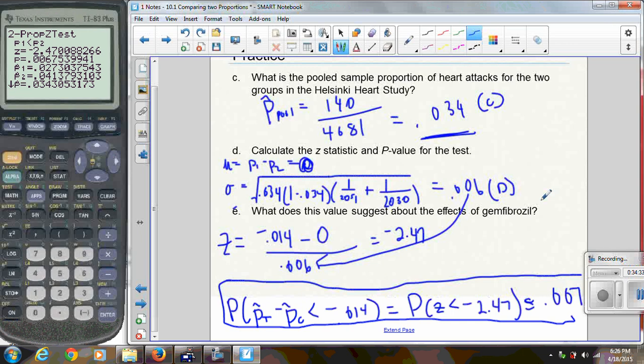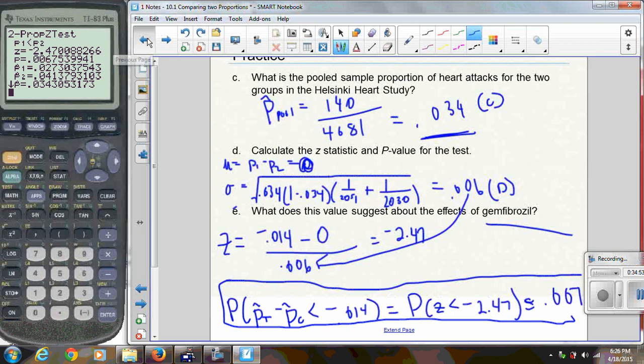So we can reject the null hypothesis and conclude that the gemfibrozil group, the treatment group, actually had fewer heart attacks than the control group. So there does seem to be some evidence that gemfibrozil does lower the rate of heart attack. Okay, and obviously you'd want to write that down in words.